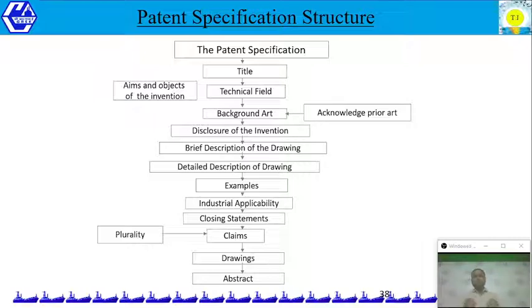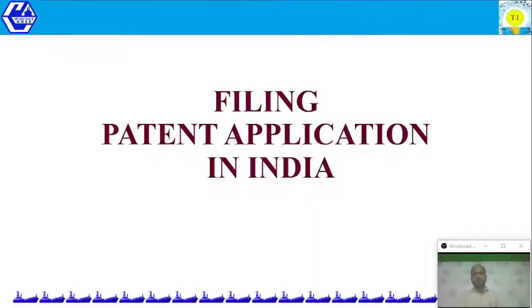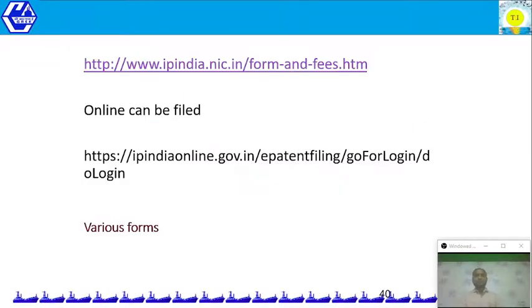After that you just attach your drawings, and then on a separate paper you have to write the abstract. This is the abstract part which is going to be published in the IPO journal. So this is all about the patent specification structure. Now let's move to the filing process of patent in India. This is the website address of IP India, where you have to go and log in.